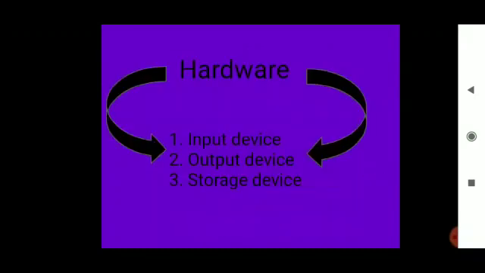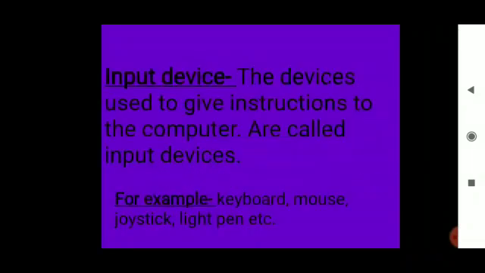Now see, how many parts are there in hardware? Input devices, output devices, and storage devices. Now what are input devices? The devices used to give instructions to the computer are called input devices. If we want some work from the computer, we have to give instructions to the computer. The computer is a machine on its own. The computer cannot do anything.